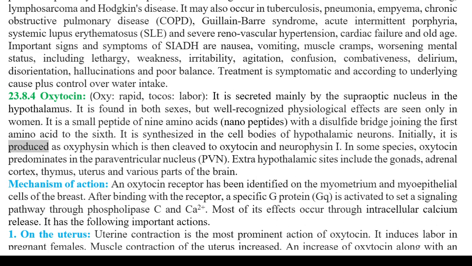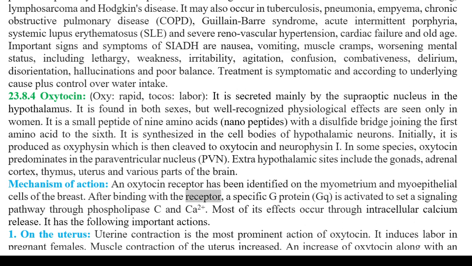Initially, it is produced as oxyphysin, which is then cleaved to oxytocin and neurophysin I. In some species, oxytocin predominates in the paraventricular nucleus, PVN. Extrahypothalamic sites include the gonads, adrenal cortex, thymus, uterus, and various parts of the brain. Mechanism of action: an oxytocin receptor has been identified on the myometrium and myoepithelial cells of the breast.